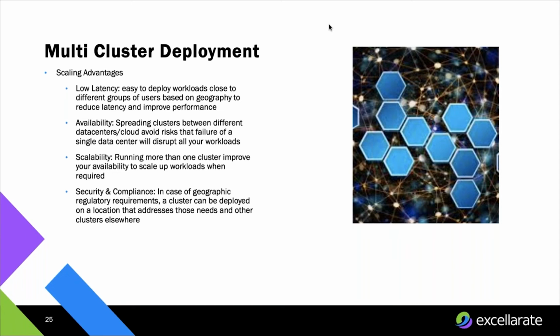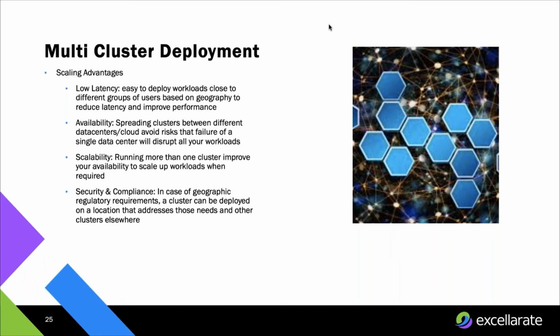So that's one of the important things, that we can deploy our workloads based on the different user groups, right, on geography. That can help reduce the latency. Availability: now we can spread clusters between different data centers, to avoid the risk that arises from the failure of a single data center that can disrupt the whole deployment. So that way you can deploy it on multiple data centers and avoid this risk.